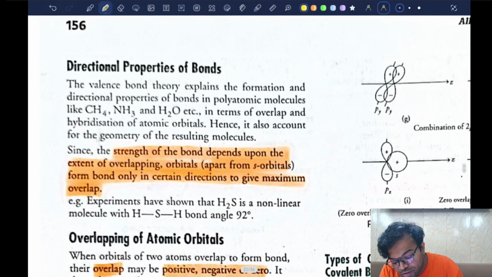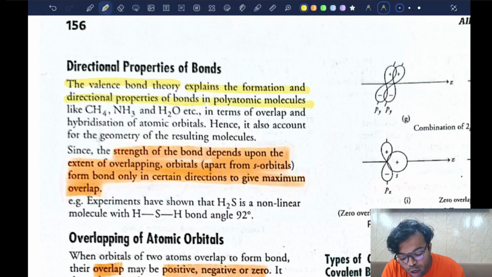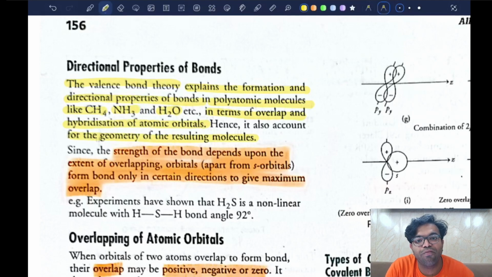Directional properties of bonds. The valence bond theory explains the formation and the directional properties of bonds in polyatomic molecules like CH4, NH3, H2O, etc., in terms of overlap and hybridization of atomic orbitals. Hence, it also accounts for the geometry of the resulting molecule. The valence bond theory gives us the various kinds of geometries. It takes into consideration the various shapes that were involved when we were talking about the VSEPR theory, and it basically overshadows that in the valence bond theory.